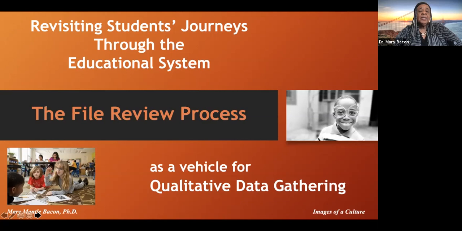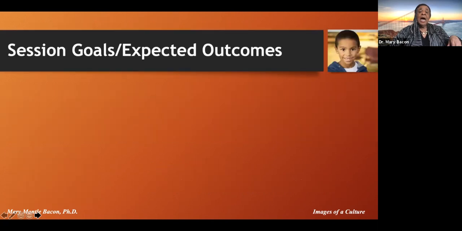The topic and the title I'm talking about is Revisiting Students' Journeys Through the Educational System and how we can use the file review process as a vehicle for gathering qualitative data. Before I go further, let me try another thing so that I understand about how I can shape this to fit all the people who have signed up for it.